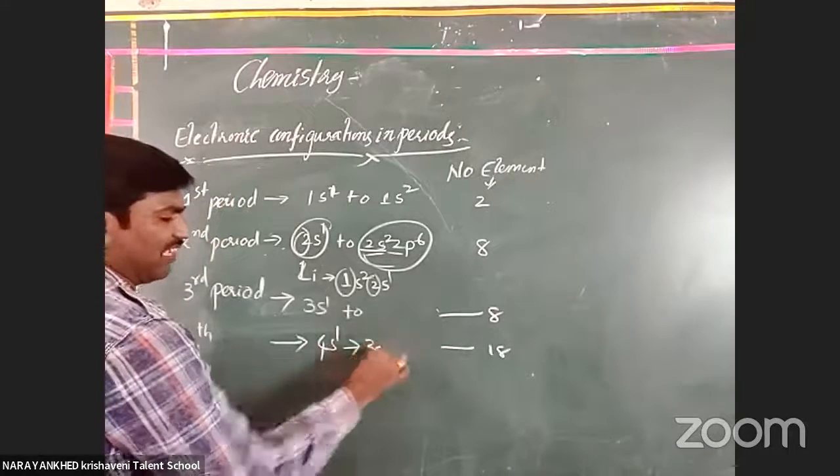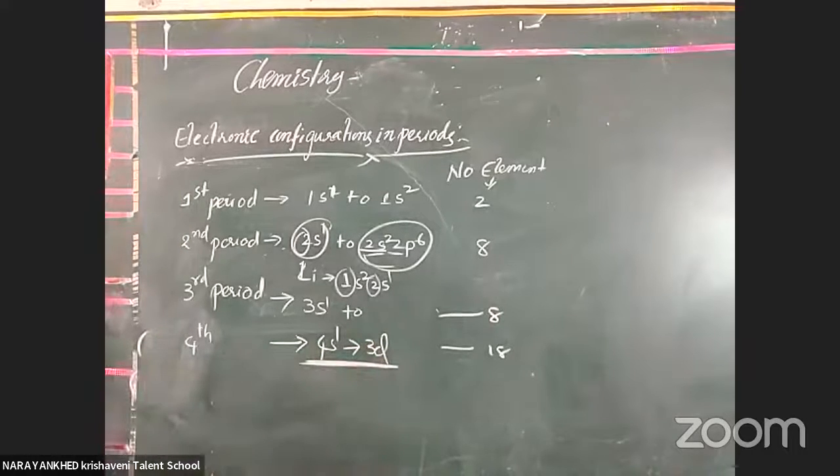In the 4s1, 3d is also filled. Okay, clear or not? Yes, 4s1, 3d10. Up to that it will be available. Next, there is the fifth period. It will start with n equal to 5.